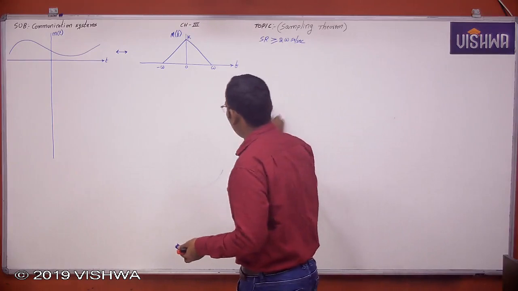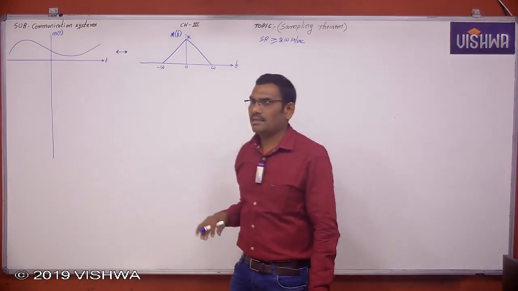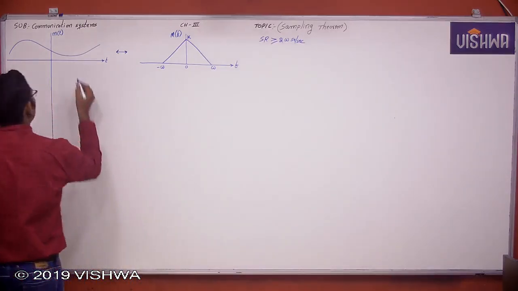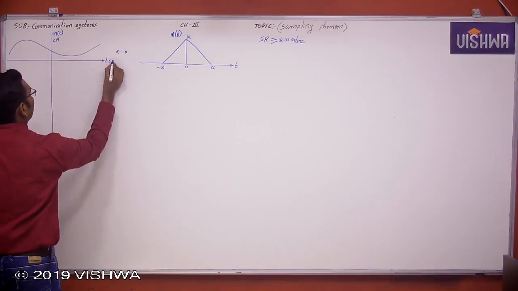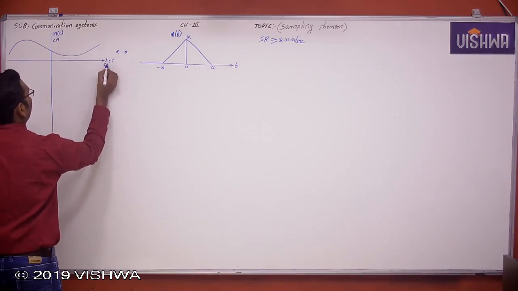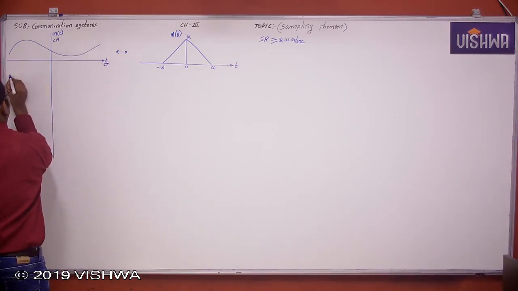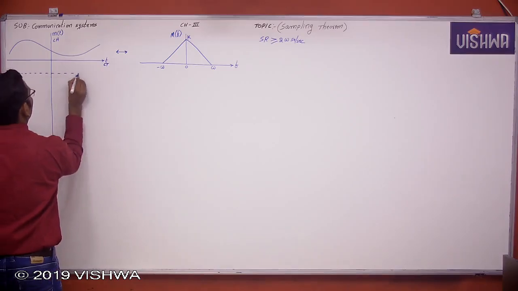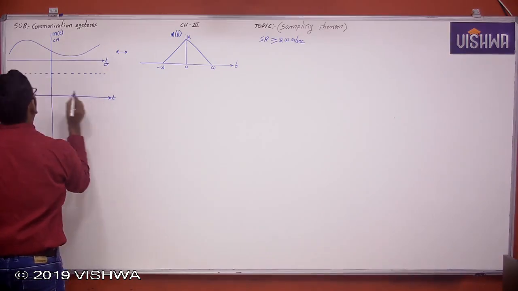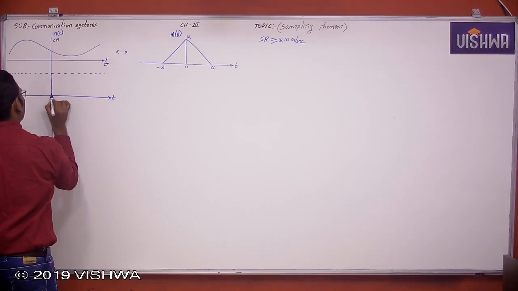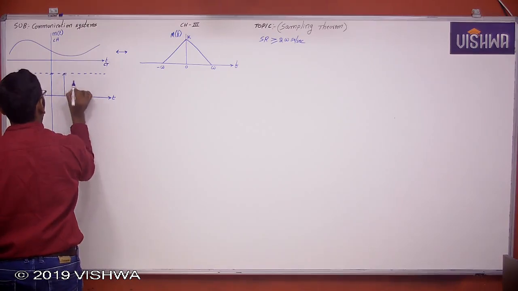Now we'll see how a signal is converted to samples and how the samples give back the original message signal. We'll see both. This is a message signal which is a continuous wave signal, continuous in amplitude and continuous in time. This continuous in amplitude and continuous in time signal is now multiplied with an impulse train, a train of impulses.